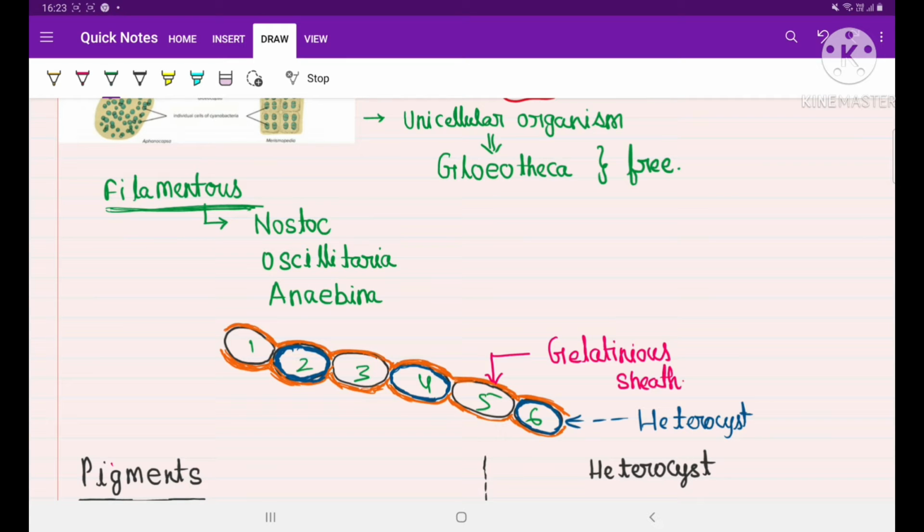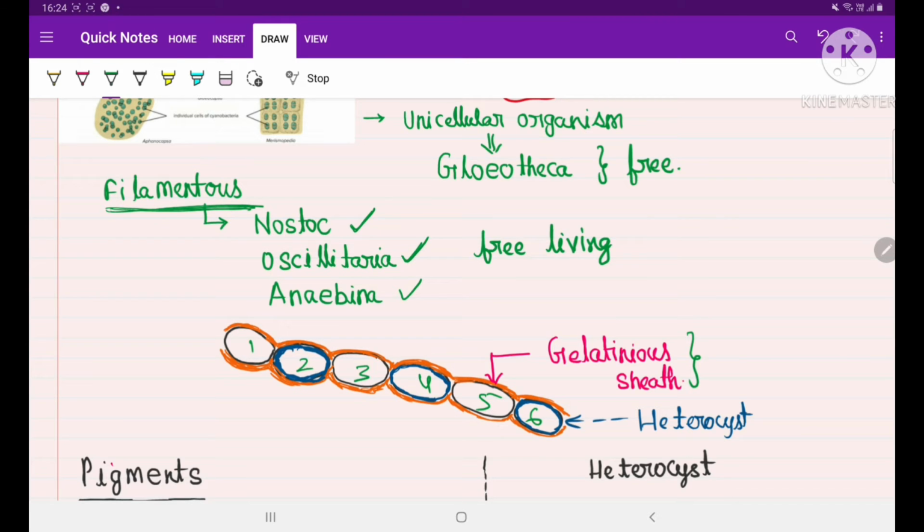You see many cells present and forming a filament shaped structure. So filamentous cyanobacteria are Nostoc, Oscillatoria, Anabaena. They are also free living. Free living means they will not have any kind of symbiotic association with any plant or any animal anywhere. When scientists studied, they found that the cyanobacteria colony is surrounded by a sticky gelatinous sheath.